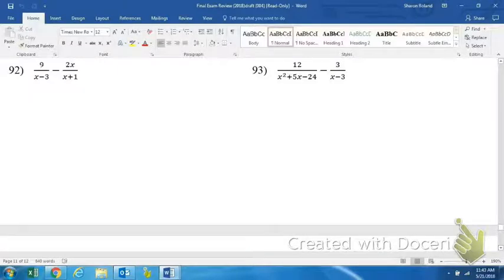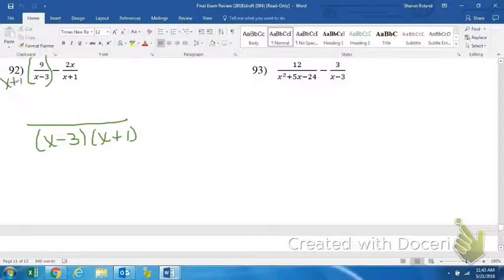Okay, before we can subtract these, they have to have a common denominator, and the denominator is going to be both of these denominators, x minus 3 times x plus 1. The first one, you already have x minus 3 there, and you need x plus 1, so you're going to multiply the top and bottom times x plus 1. So that's 9x plus 9 minus, on this one, the x plus 1's there, but you've got to put an x minus 3 there as well.